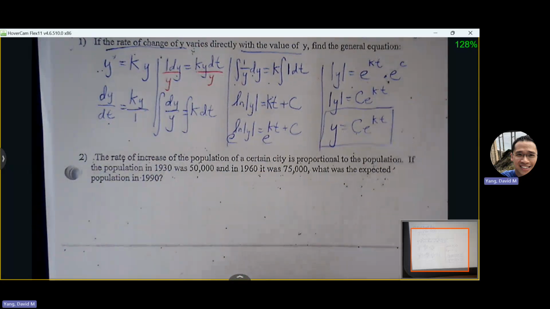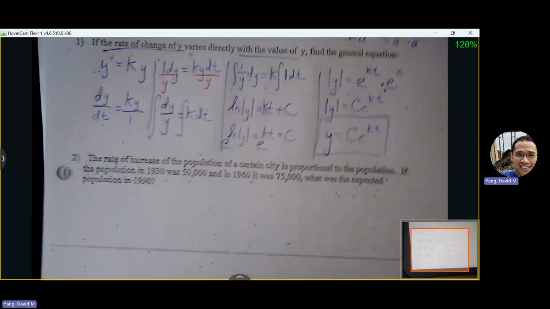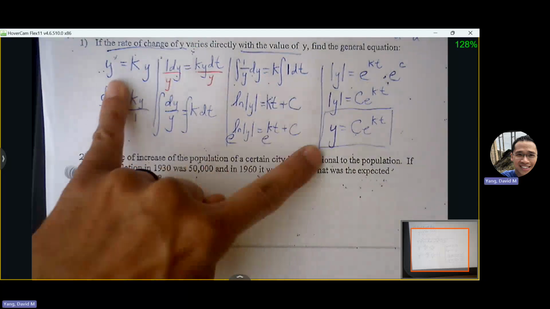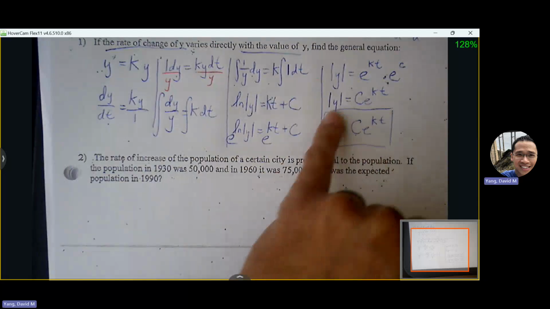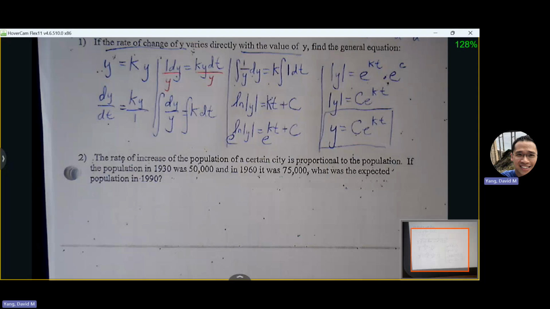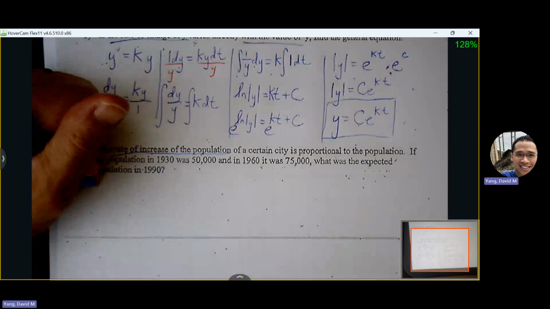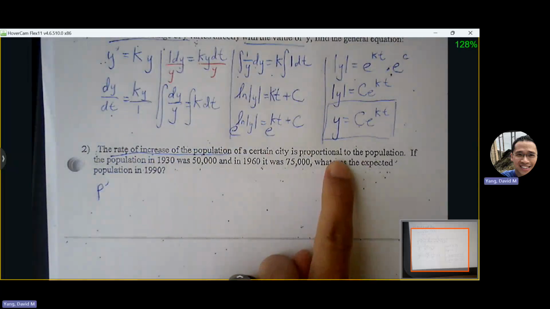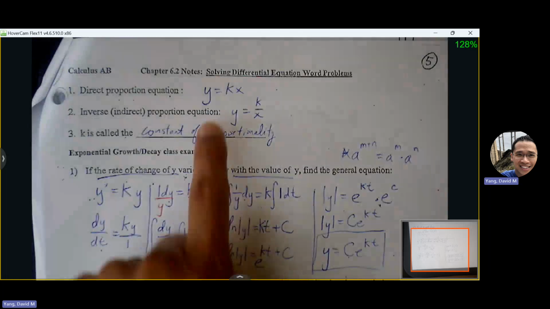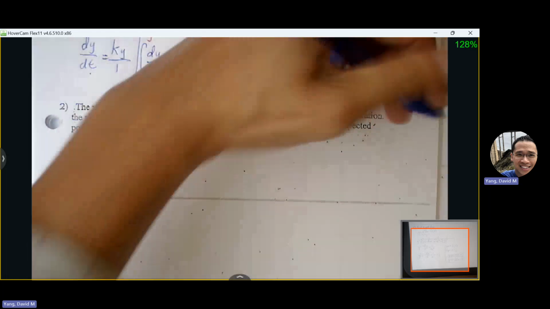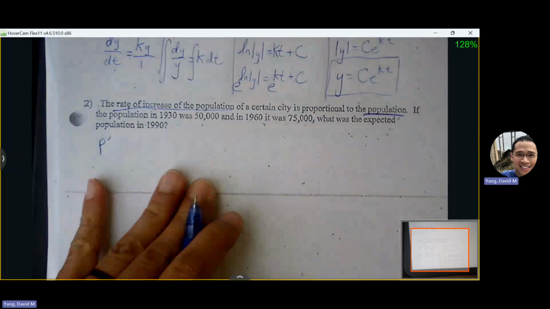So a lot of what we do today is we're not doing much with calculus because we've already gone through the calculus from here to here, and we're just working with this equation to solve for missing values. Okay, so number 2, it says the rate of increase of population, so that's basically P prime, is proportional. When it says proportional, the understood word is directly proportional. So if they want inverse proportion, they'll have to say the word inverse. But if it just says proportional, it's understood as direct proportion. So we want this form of y equals kx, it's proportional to the population. So P prime is equal to KP.